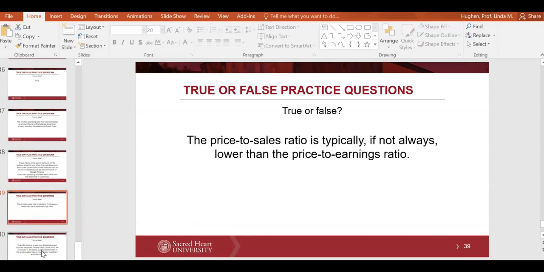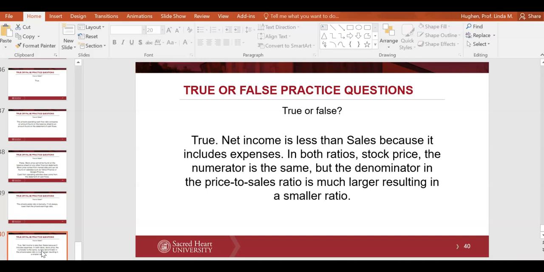And finally, the price to sales ratio is typically, if not always, lower than the price to earnings ratio. And that, of course, is true. Net income will almost always be less than sales because net income includes expenses. In both ratios, the stock price numerator is the same, but the denominator in price to sales is going to be much, much larger than in the price to earnings per share ratio. So it's going to result in a much larger denominator, so a much smaller ratio.